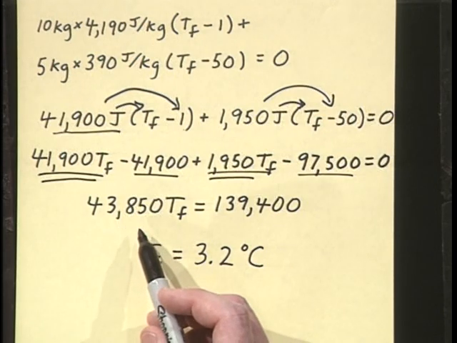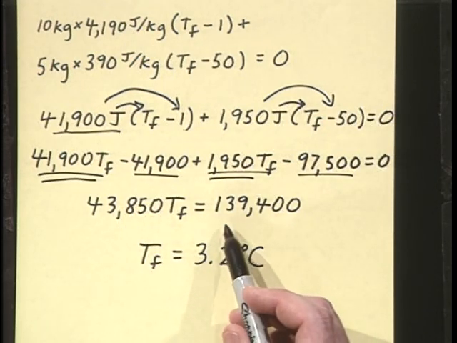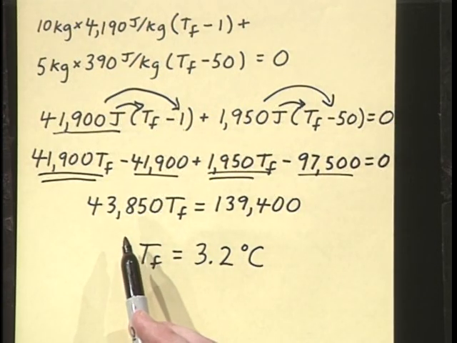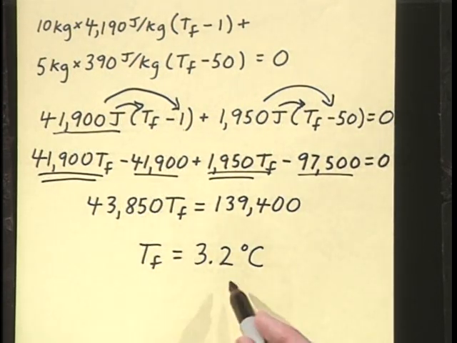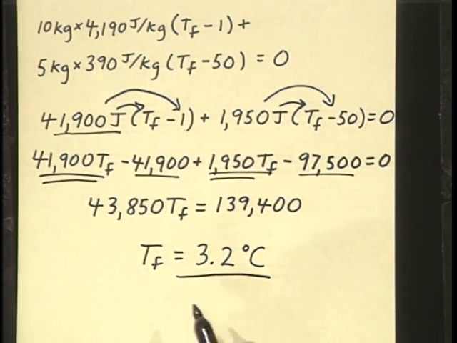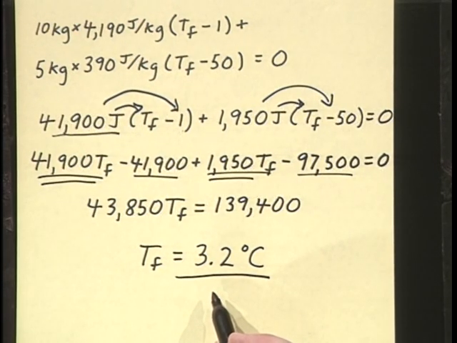So we have 43,850 TF is equal to 139,400. And we divide both sides by 43,850, and that gives us our final answer of 3.2 degrees Celsius. So since the specific heat of water is so high, it doesn't warm up very much. The copper vessel cools down significantly while the water just warms up by a modest amount.